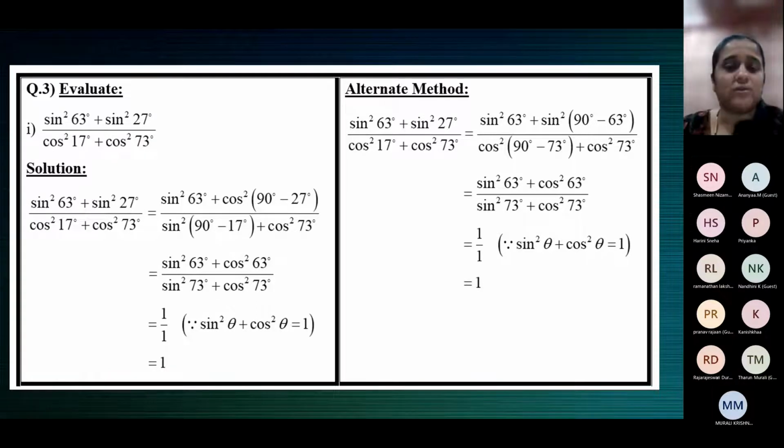I just want to go back to this question from NCERT. You've already worked this.